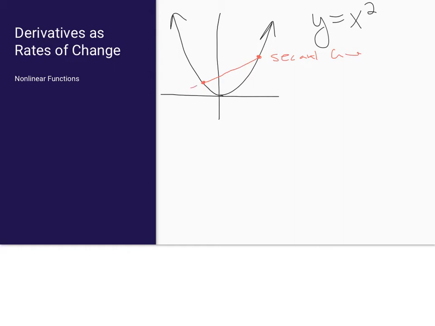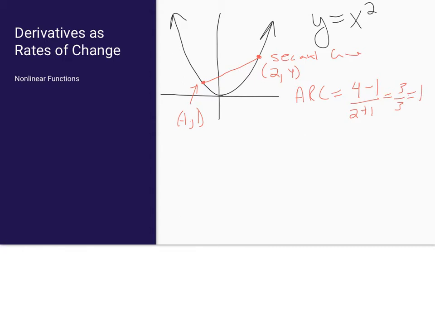So let's suppose this first point over here is (-1, 1). And the second point is (2, 4). So the average rate of change between those 2 points is 4 subtract 1 divided by 2 plus 1. And I say, well, okay, that's 3 over 3. The average rate of change between those 2 points is 1.